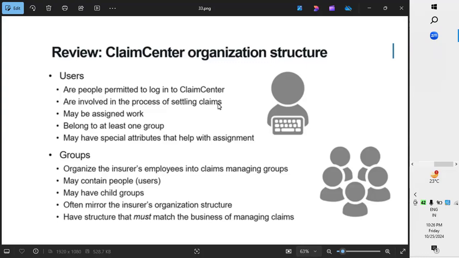Next, we need to understand about insurance organization structure, because this part, if you remember in the last session, knowing about the organization structure point of view that I have given, is an optional one from the groups' point of view. Next one is that we must have a structure to match the business or managing clients, because of the business requirements that we have to gather.